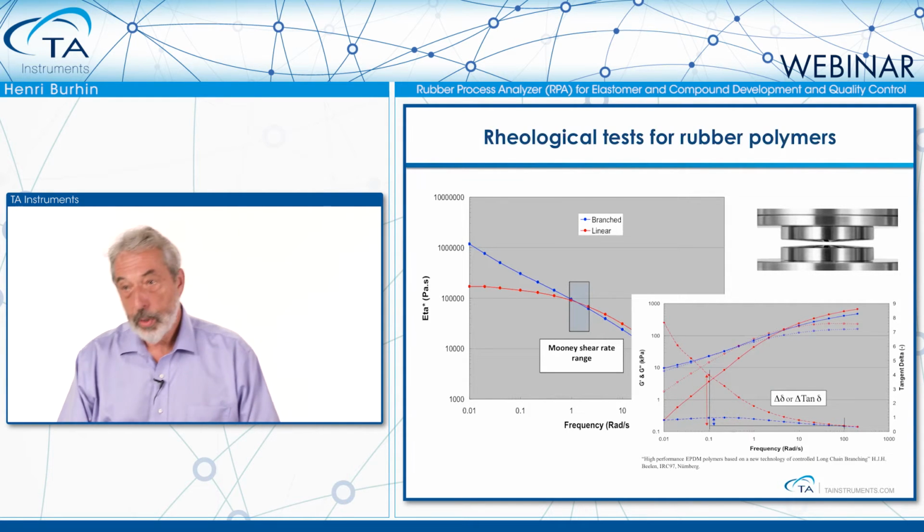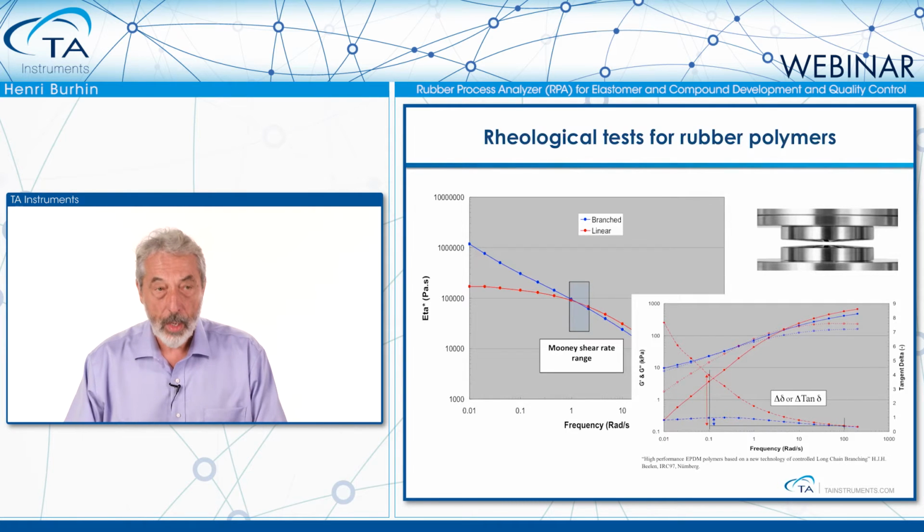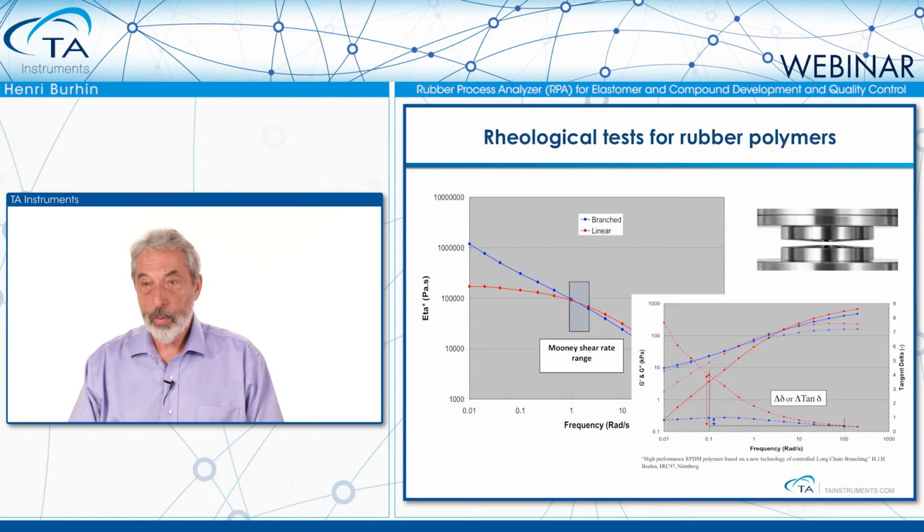In 1997, a company called DSM, which is part now of Bayer, proposed a special use of this tangent delta value, or delta, which is the phase rather than tangent of the phase. They are quoting the difference in delta or tangent delta at low frequency, 0.1 radian per second, and high frequency at 100 radian per second. The bigger the number, the lower the long chain branching in the polymer.